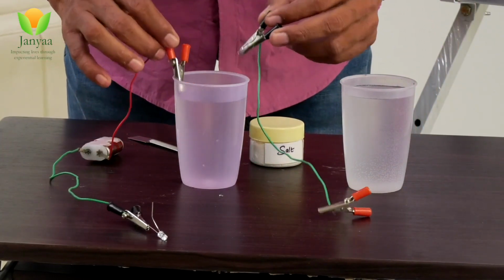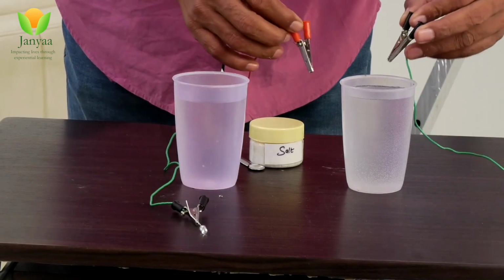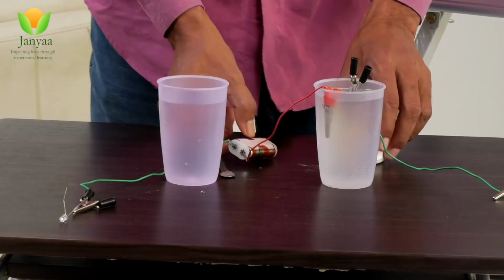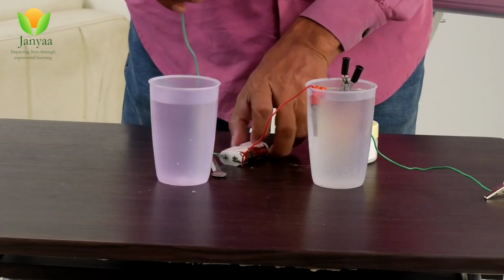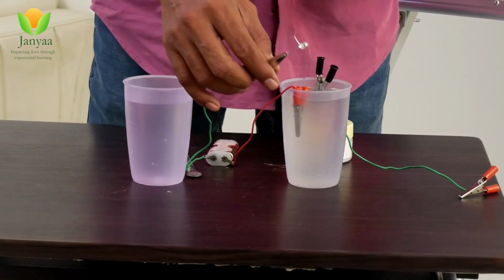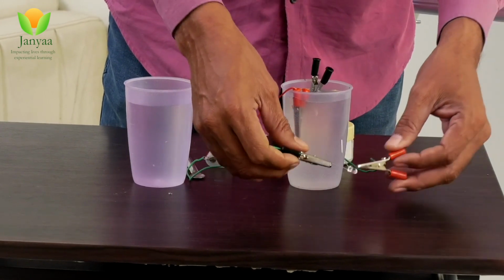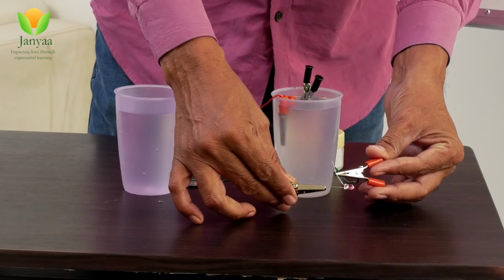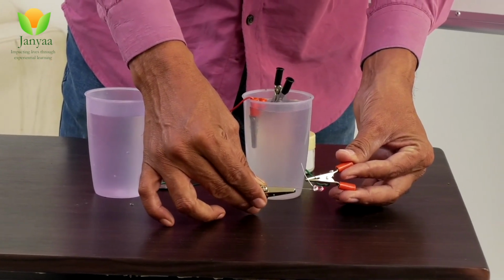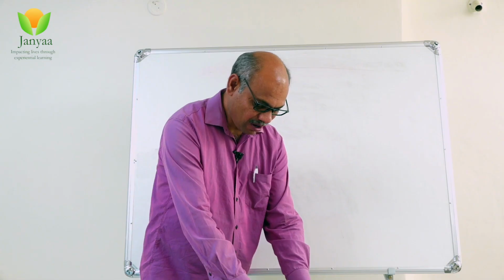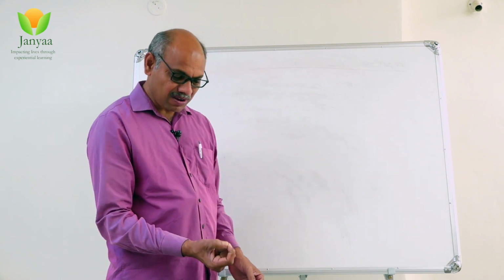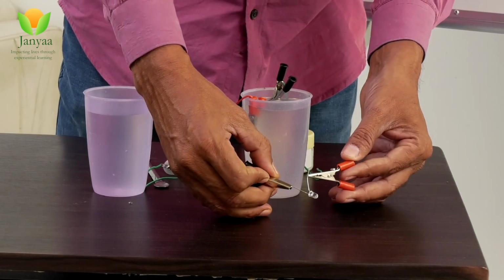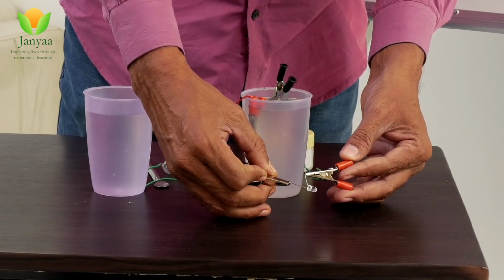Now let us try to see. I am shifting this to the salted water. The same circuit, but the only difference is that water is added with salt. Now I am trying to check whether the light glows. Do you observe? See, some amount of salt could make water pass current through it.